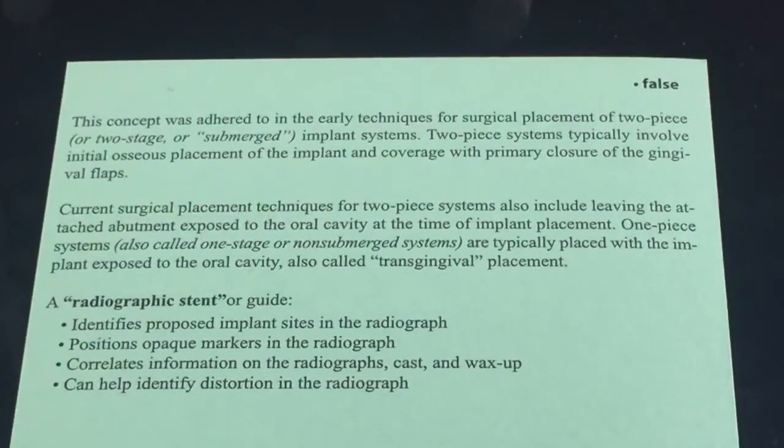This concept was adhered to in the early techniques for surgical placement of two-piece or two-stage or submerged implant systems. Two-piece systems typically involve initial osseous placement of the implant and coverage with primary closure of the gingival flaps.